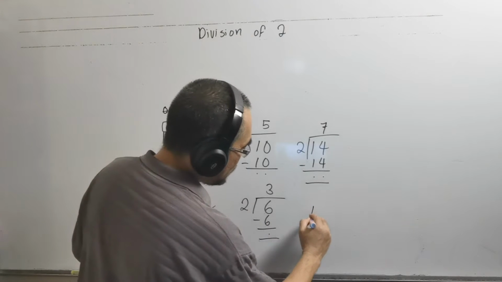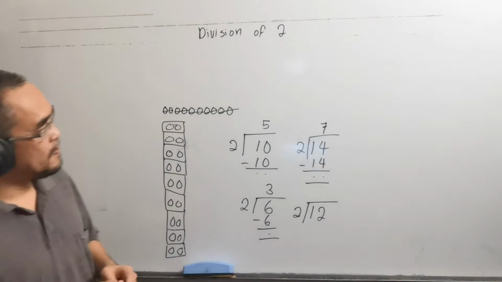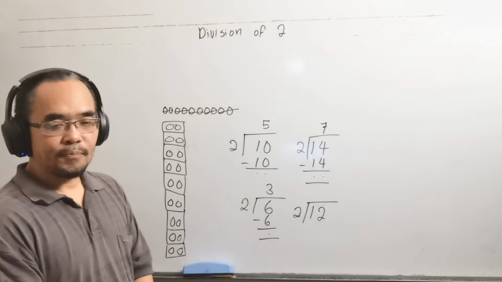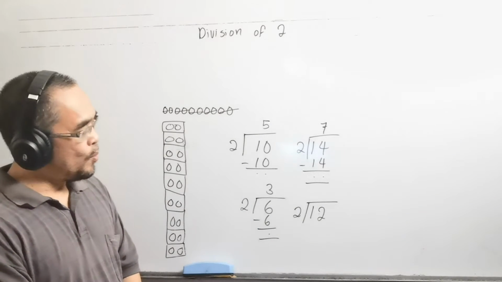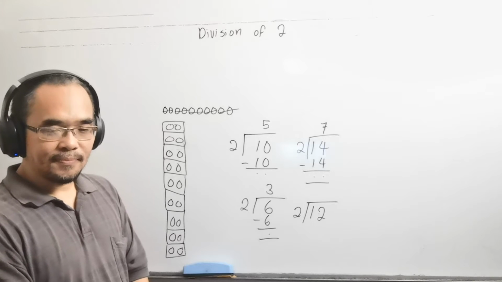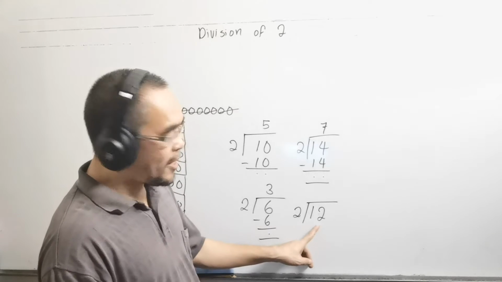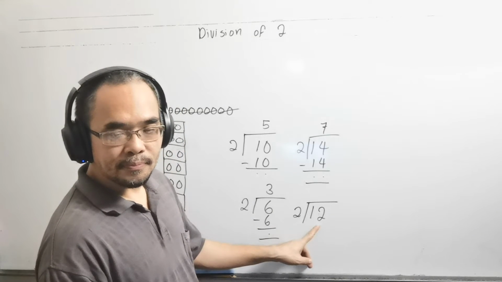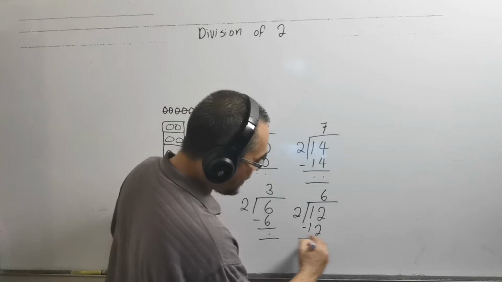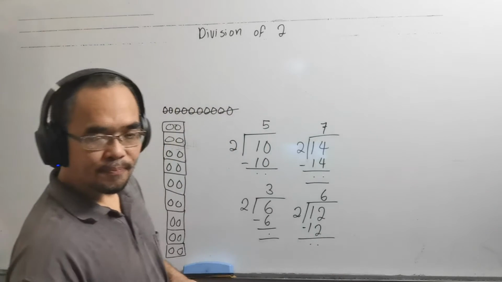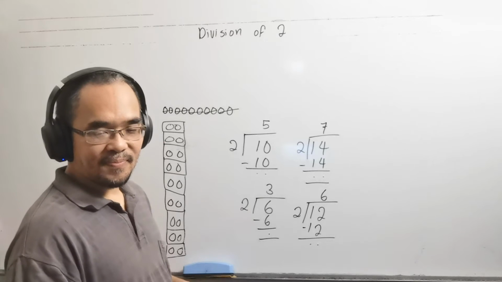Now, 12 divided by 2. Where do you write 6? Is it on top of 1 or is it on top of 2? On top of 2. Okay? Then write 12 here. Minus, you get dot and dot.